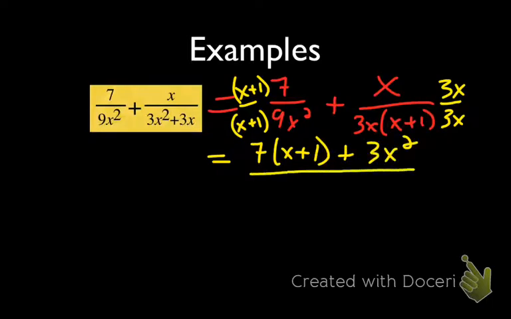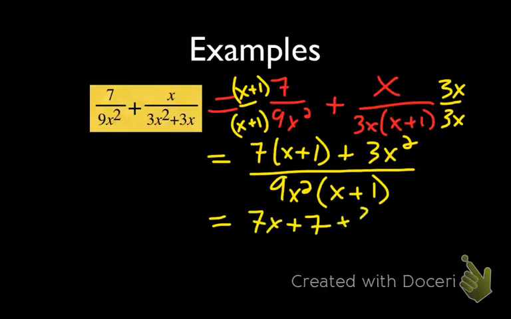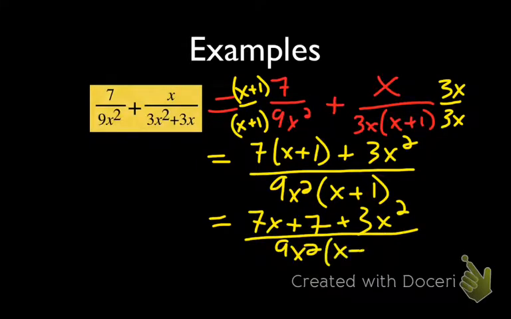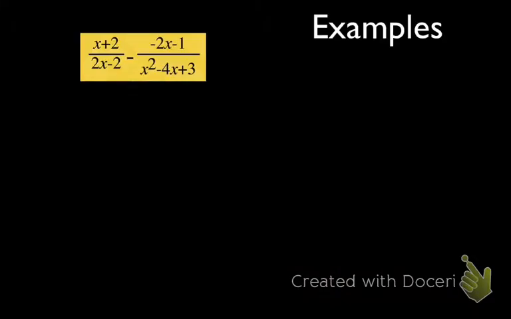Divided by, let's see, our common denominator ended up being 9x squared times x plus 1. So that's 7x plus 7 plus 3x squared divided by 9x squared times x plus 1. The x plus 1's cancel.